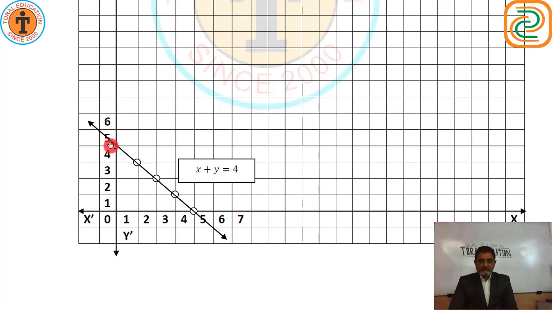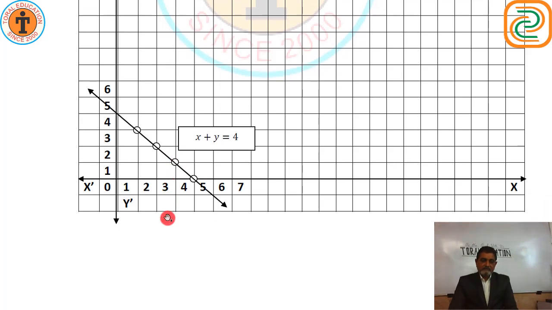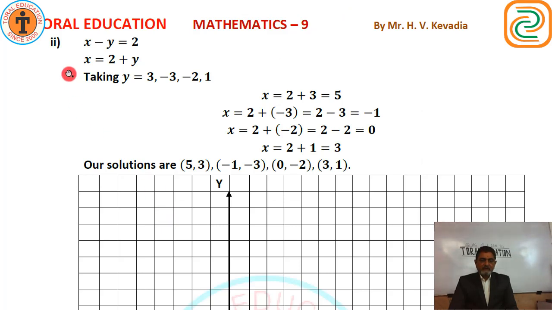So this line, this graph, is x plus y equals 4. If you complete this type of graph in this way, then you will get full marks. Here is the graph of this equation.